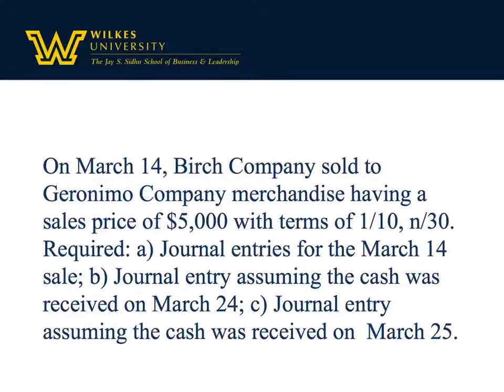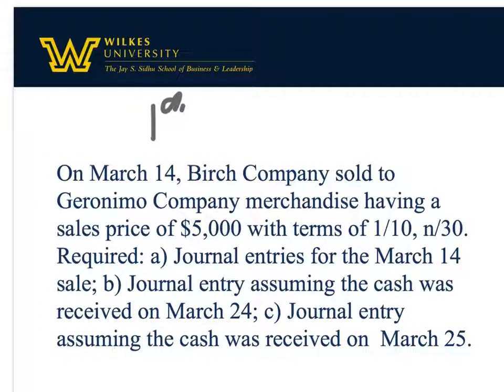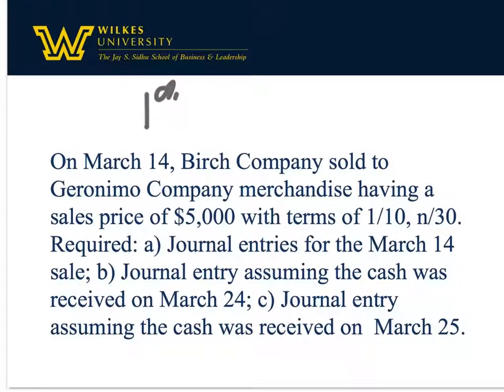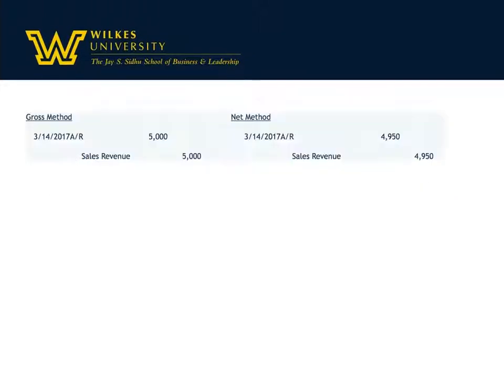So let's proceed with the journal entries. In doing so, one of the first things you want to think about is how much you would have for the discount. Well, if it's 1% times your $5,000 in purchases gives a $50 discount. And that's just the number we're going to show when we do the gross method and the net method.